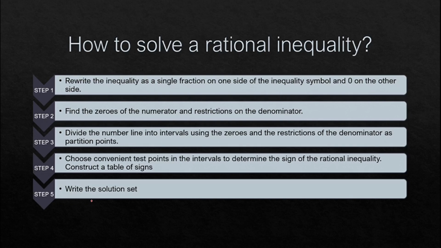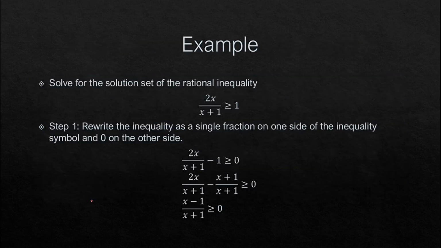points. Step 4. Choose convenient test points in the intervals to determine the sign of a rational inequality. Construct a table of signs. Step 5. Write the solution set. Example. Solve for the solution set of the rational inequality 2x divided by x plus 1 is greater than or equal to 1.